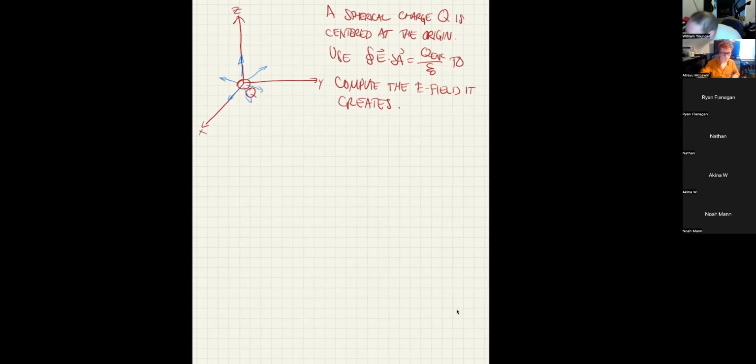So if I went 3 meters away in any direction, the magnitude of it would be exactly the same in any other direction. So what I'm going to do is I'll realize, hey, if I choose a Gaussian surface that's a concentric sphere, then the electric field on that spherical surface will be a constant, and it's going to be pointing radially outward. In other words, it's going to be parallel to that dA vector. So what I'm going to do is I'm going to create a Gaussian surface that is a concentric sphere.